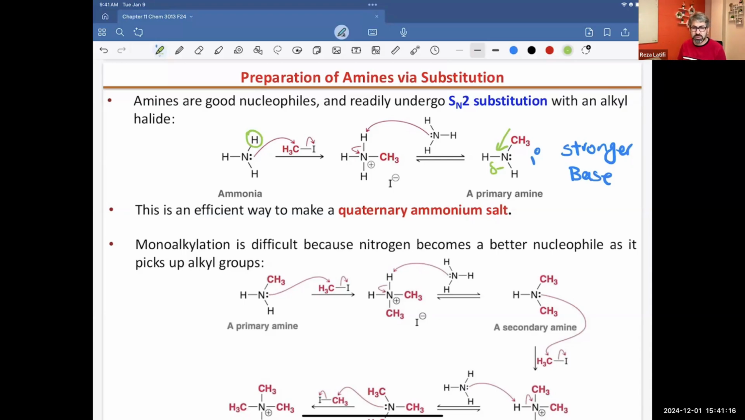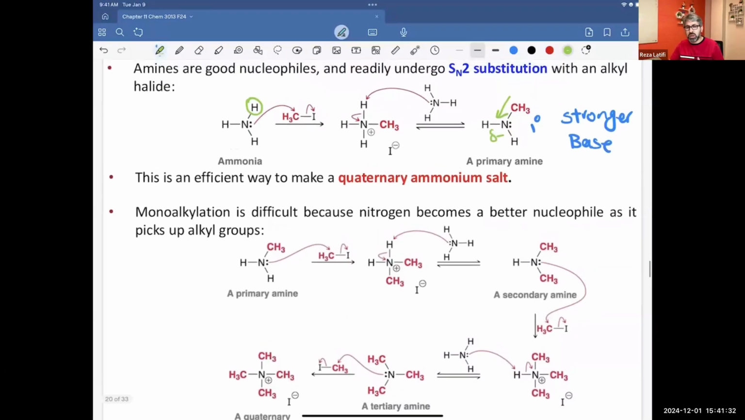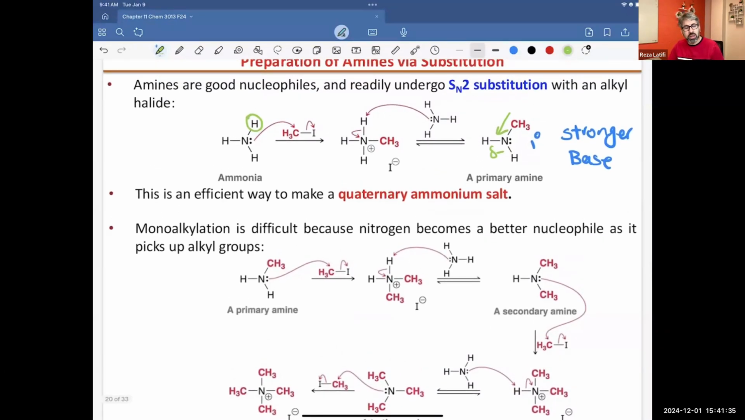Then if we have excess of, let's say, alkyl halide, it will react with that excess of alkyl halide until it turns technically to a quaternary ammonium salt. So I want to say this. When it comes to the SN2 reaction of amines with alkyl halide, it's going to be hard to stop it at the primary amine. You can't really say the reaction is going to stop there and that's going to be the major product.